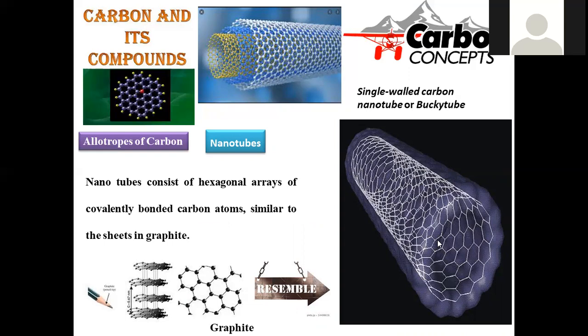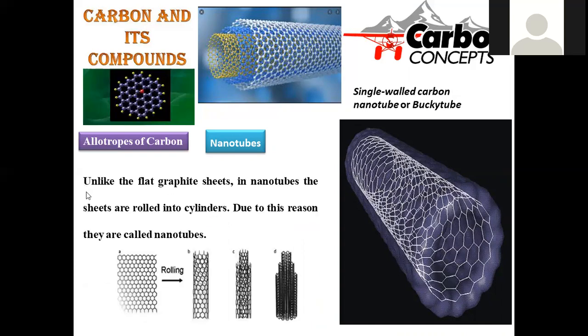This is a 2-dimensional arrangement, just resembling graphite. How the graphite layers are arranged with hexagonal moieties, in a similar manner here, carbon nanotubes also have a resembling structure. Unlike the flat graphite sheets, the nanotube sheets are rolled into a cylinder. So due to this reason, they are called nanotubes.